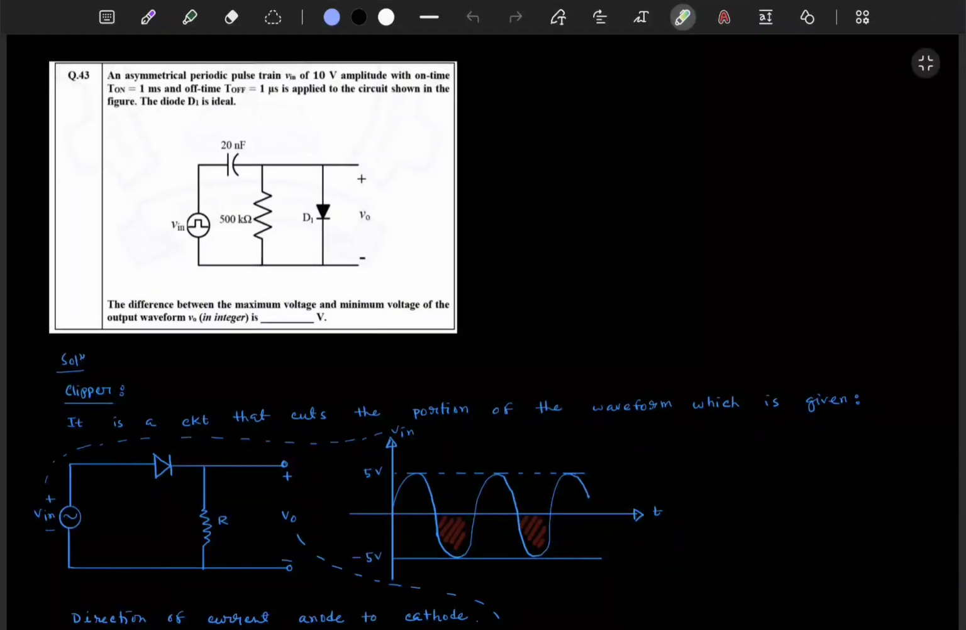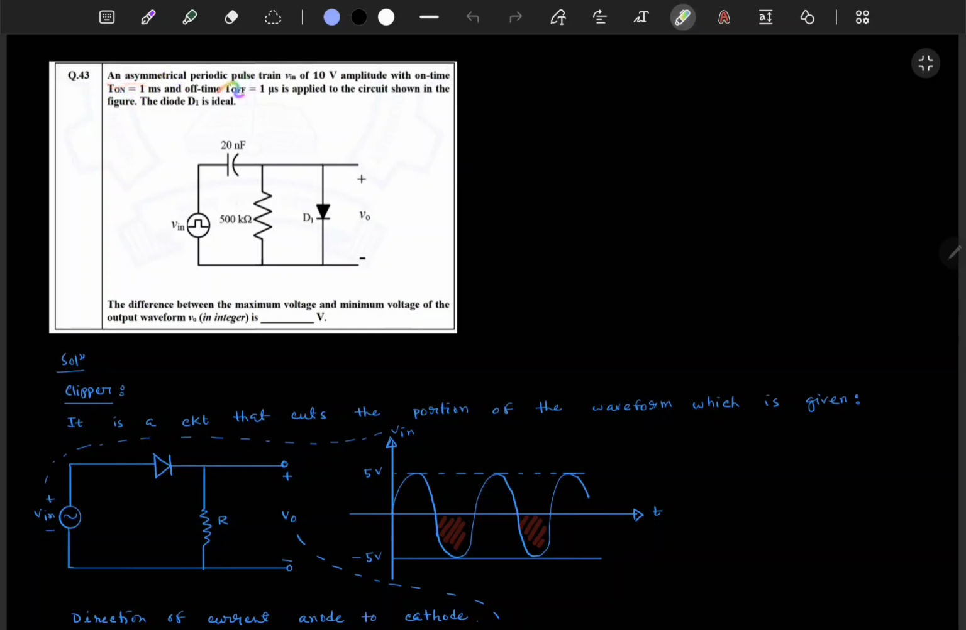So now we are discussing the remaining technical 2-number questions of 2021 GATE ECE PYQ. So the question is here, question number 43.